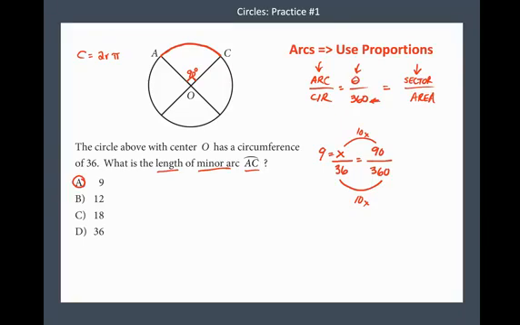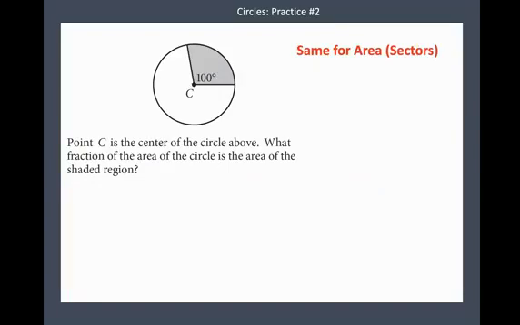Okay, let's take a look at another example. Here, we have a similar setup, but now we're not dealing with circumference, we're dealing with area. Point C is the center of the circle above. What fraction of the area of the circle is the area of the shaded region? And that shaded region is just called a sector or a piece of pie.